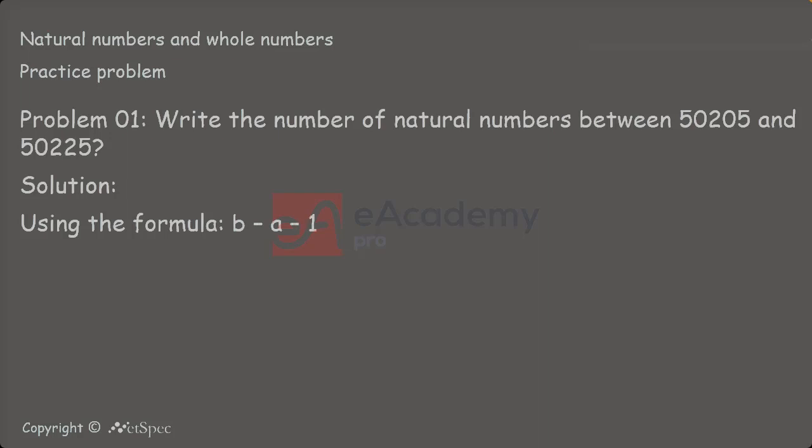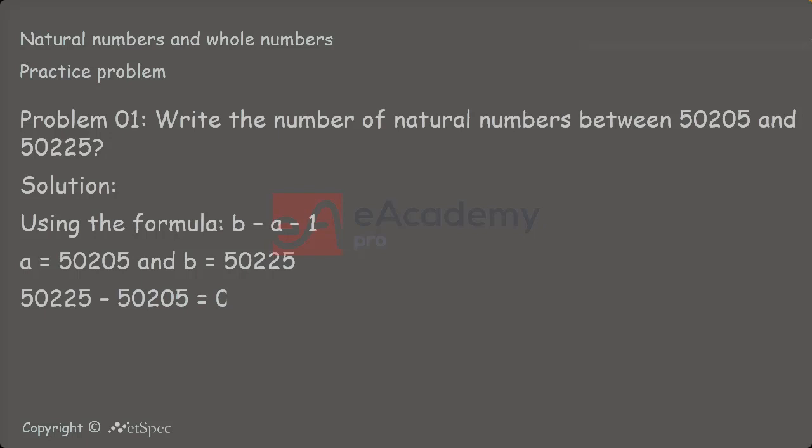Here, A is 50,205 and B is 50,225. Subtracting 50,205 from 50,225 gives us 20 as the result.